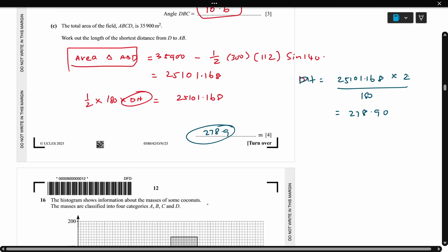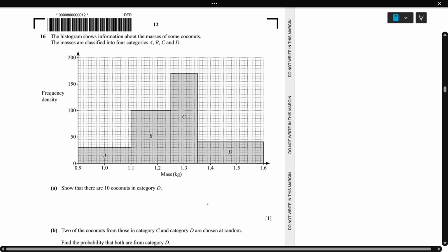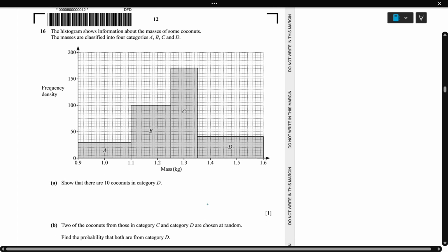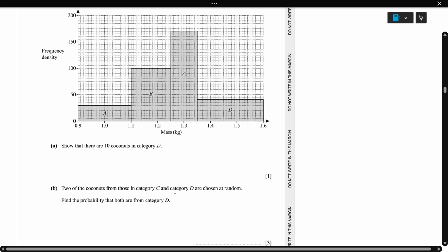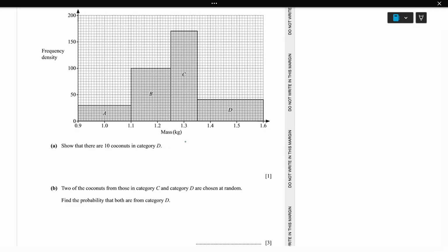That's the shortest distance. Next, question number 16. The histogram shows the information about the data given. Show that there are 10 coconuts in category D. Okay, so category D is here. So this value is going to be 1.35.